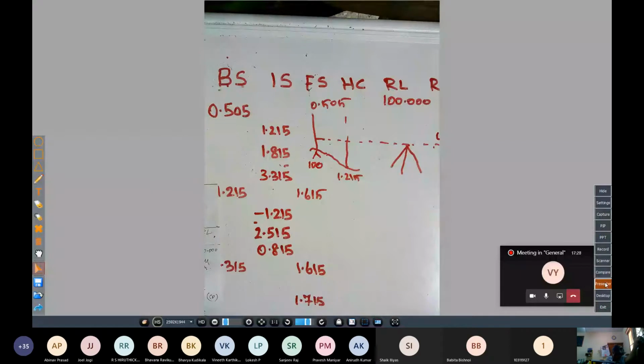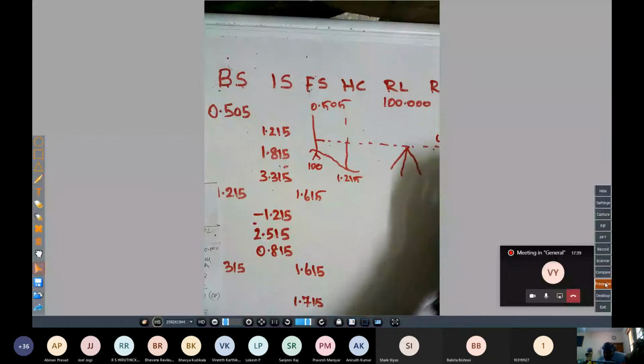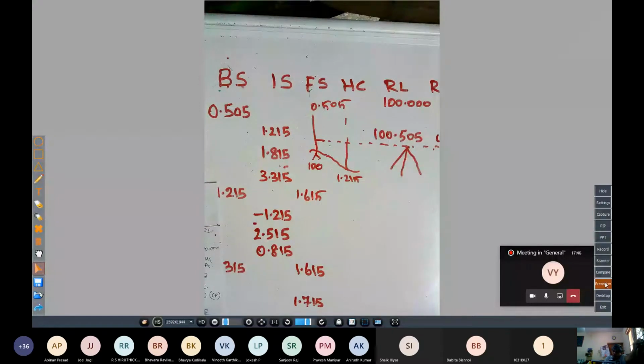Okay. So now this is 100. I read it as 0.505. What is the height of collimation? Height of collimation is 100.505, is it not? Because I know the elevation of this point. I'm holding a scale over there. I'm reading the backsight of 0.505. So line of collimation is a height of 100.505.